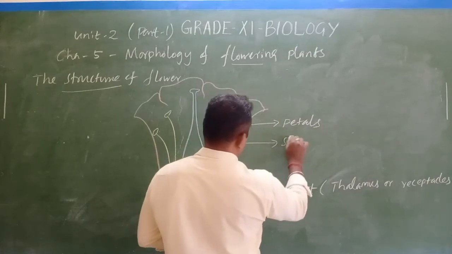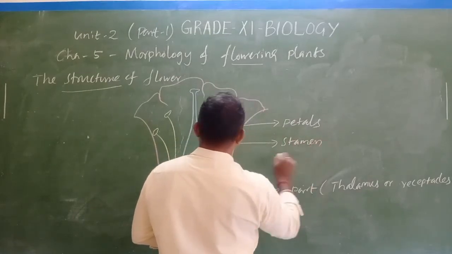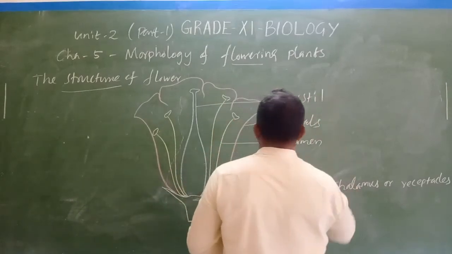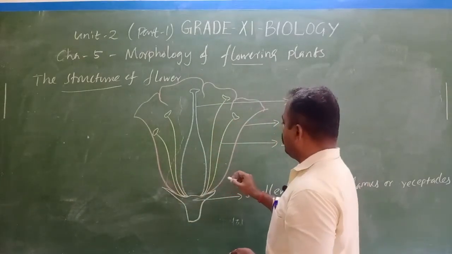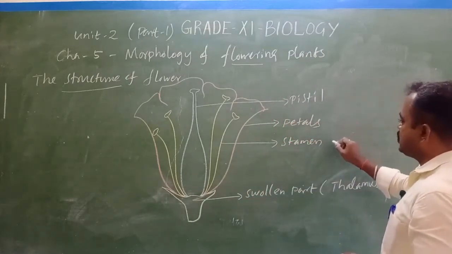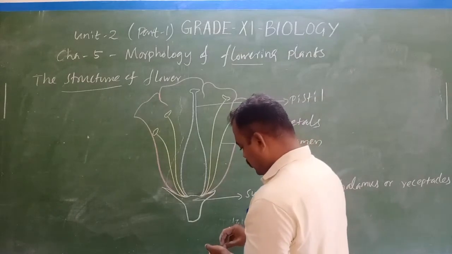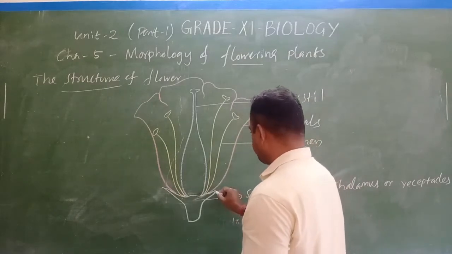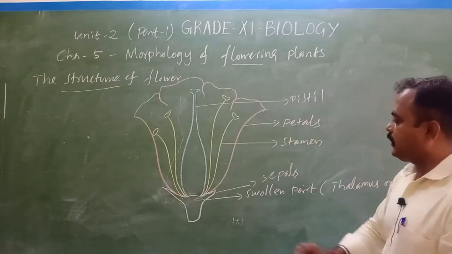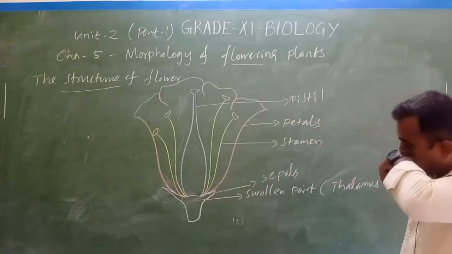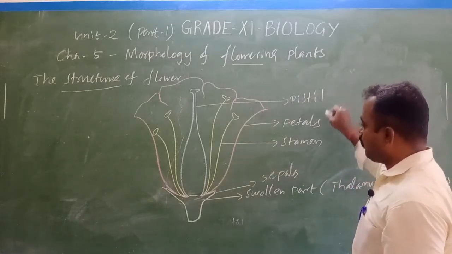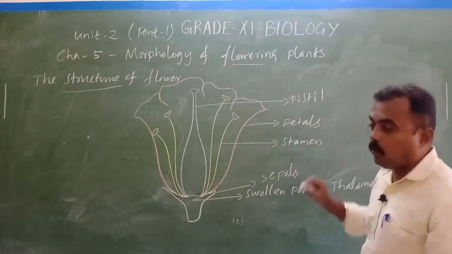stamen. This is what? Pistil. So pistil, petals, stamen, and another one. Here we have sepals. So it is greenish in color. So the sepals, petals, pistil, stamen, these are all the four holes.